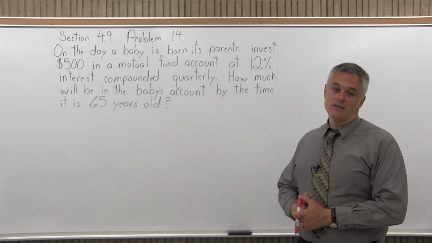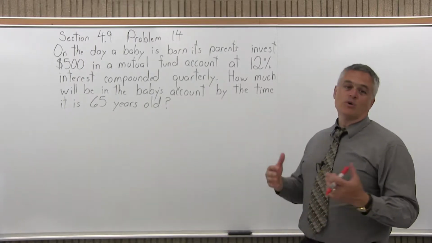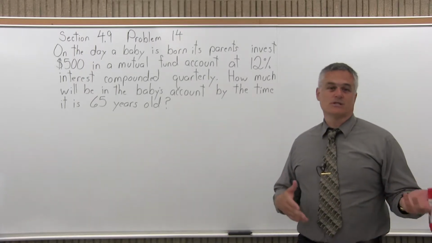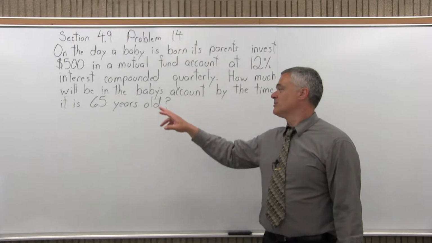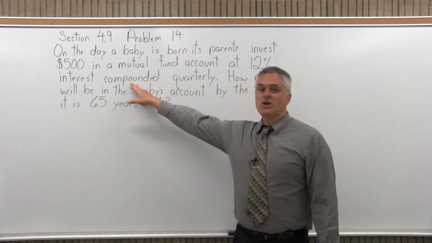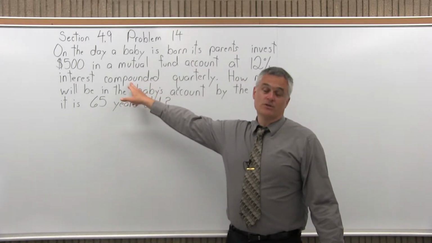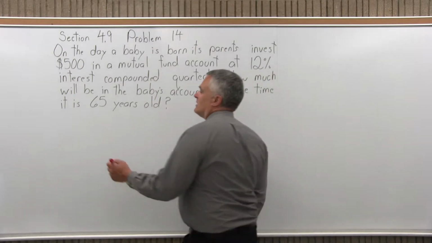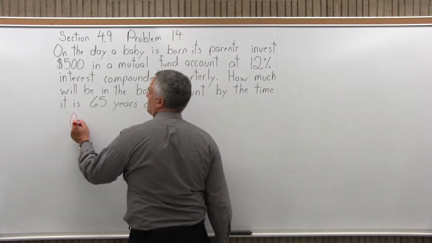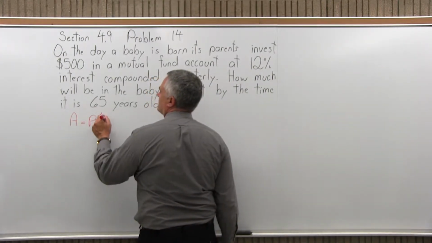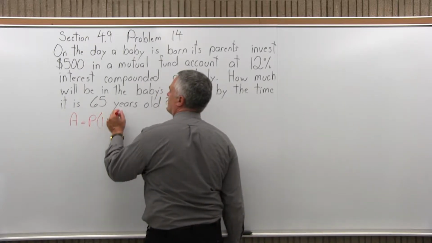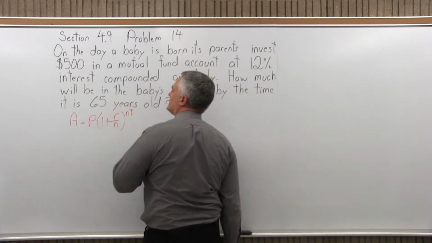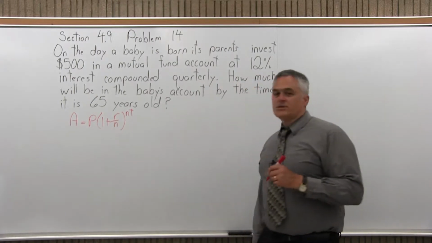So, first of all, which of the two formulas are we going to use? Our choice is a simple interest formula or the compound interest formula. Because the question mentions compounding specifically, we want to use the compound interest formula instead of simple interest. And the compound interest formula is A equals P times, in parentheses, 1 plus R over N, to the exponent N times T. So let's go ahead and fill that in.